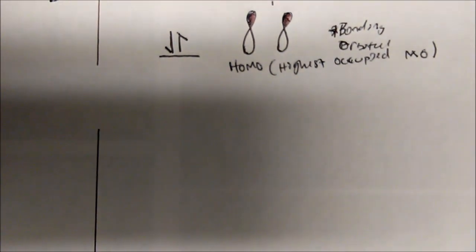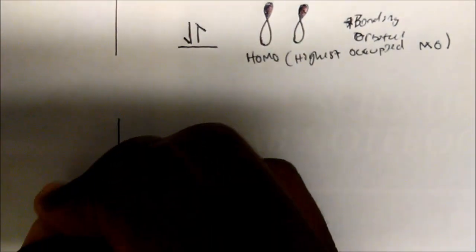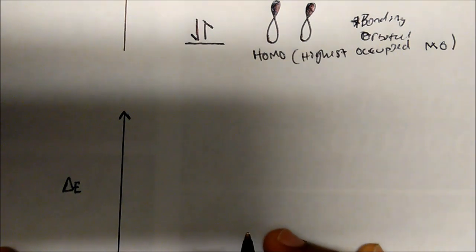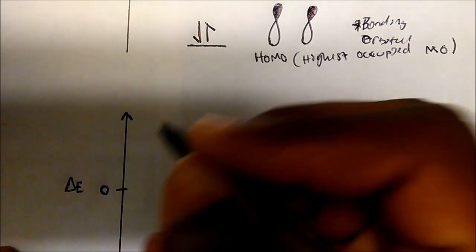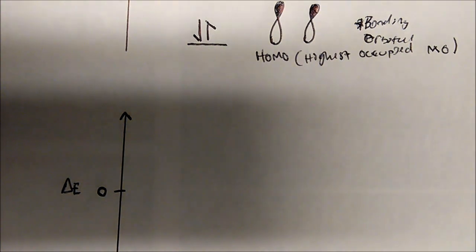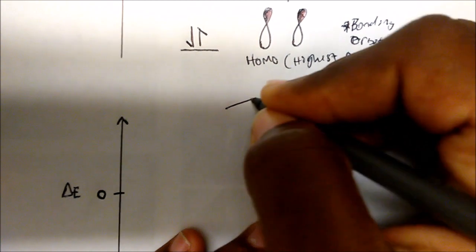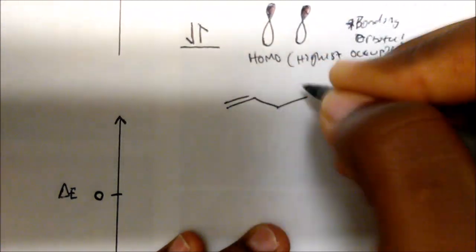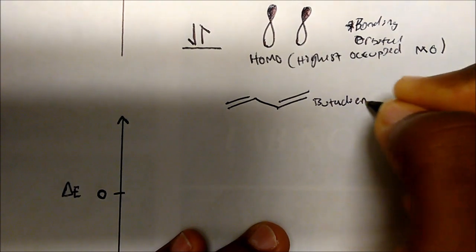Again, we're talking about delta G here. So we have our change in energy on the vertical axis going up, and let's assume that this is 0. So let's draw the molecular orbital diagram for this molecule here. This is actually called butadiene.